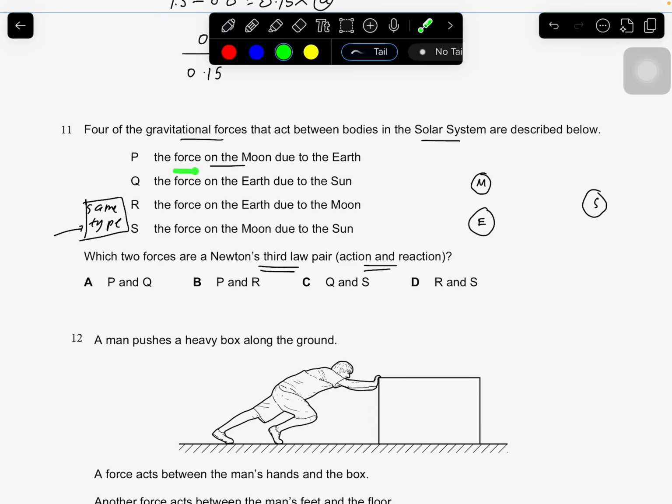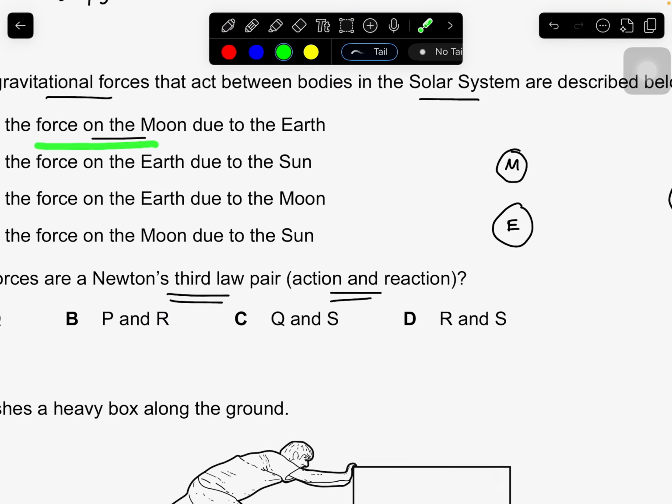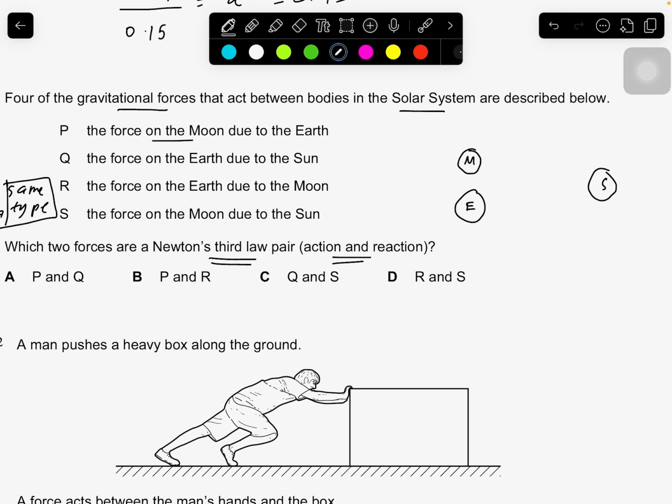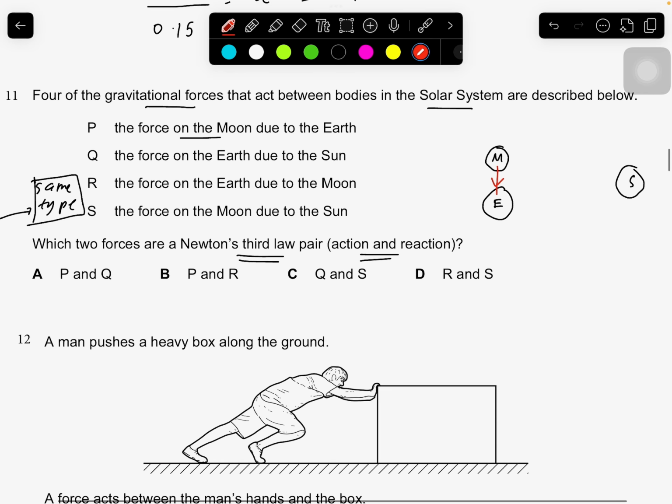So force on the moon due to Earth. That is the force on the moon due to Earth, which is the attraction of Earth. Earth attracts the moon towards itself, so that's the force on the moon due to Earth. Then the force on the Earth due to sun. So the sun attracts the Earth. So of course these two are not pairs.